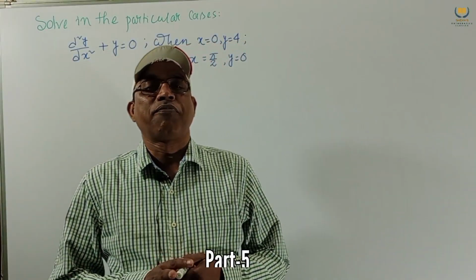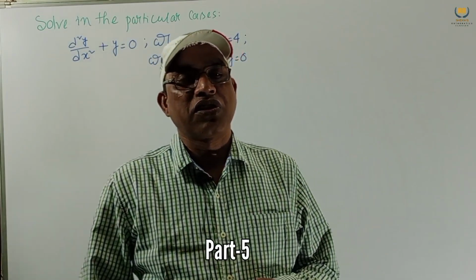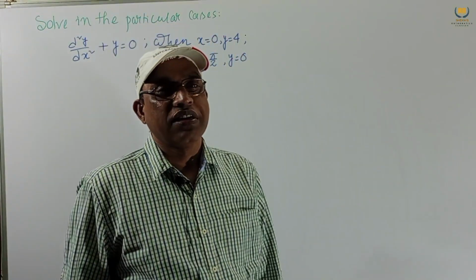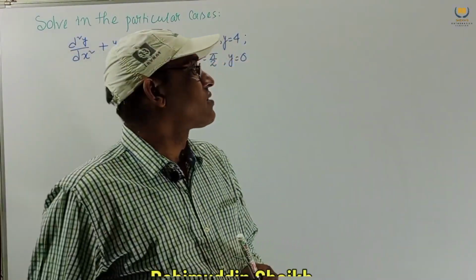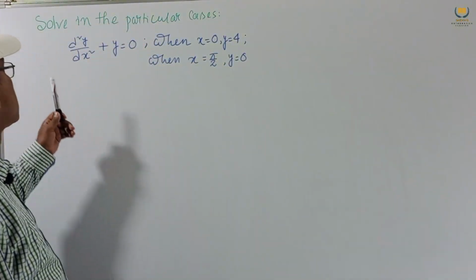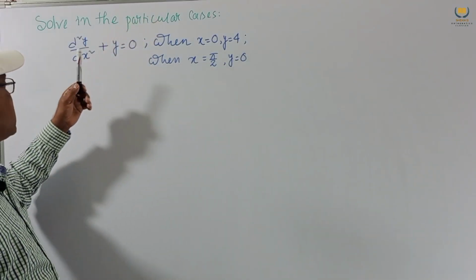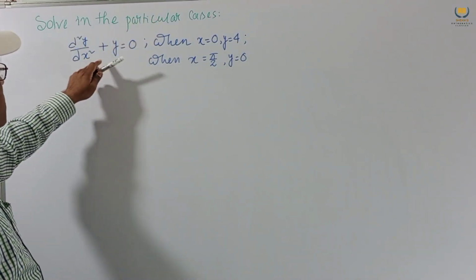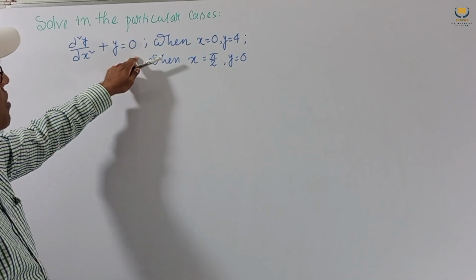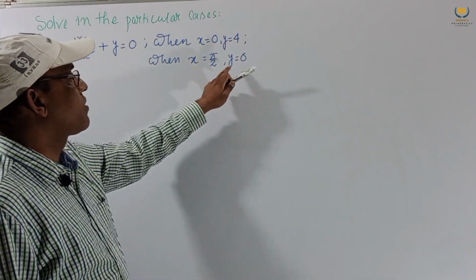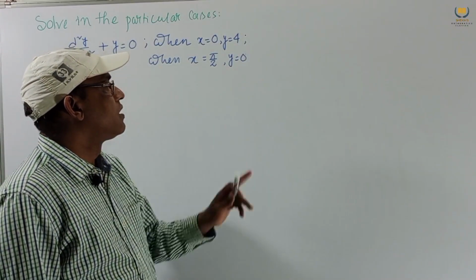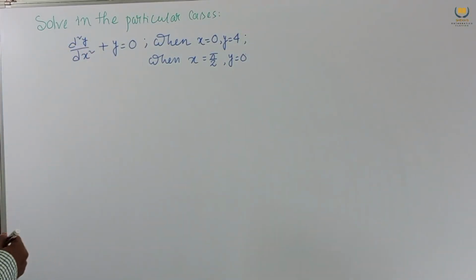Now today we solve some particular cases, particular solution of differential equation, second order differential equation with constant coefficient. Now let us consider this problem. Solve in the particular cases d²y/dx² + y = 0, when x = 0, y = 4. When x = π/2, y = 0. Now we have to find the result.